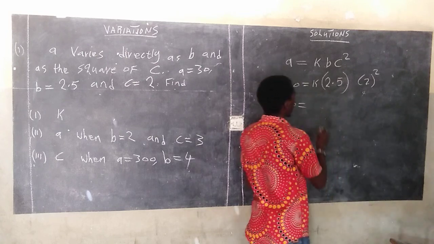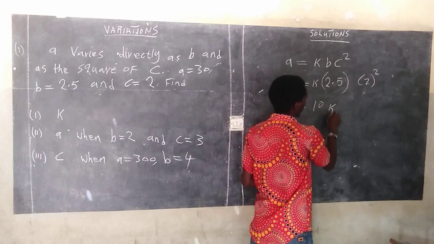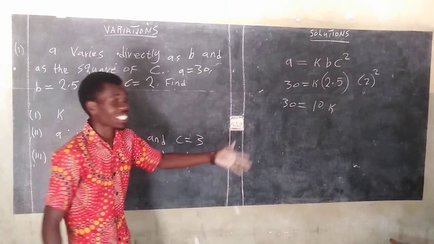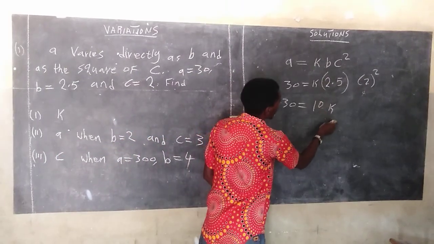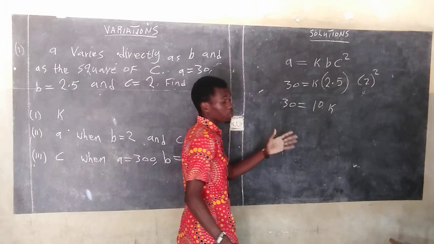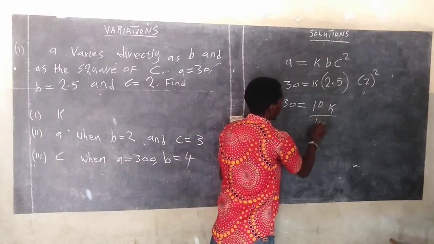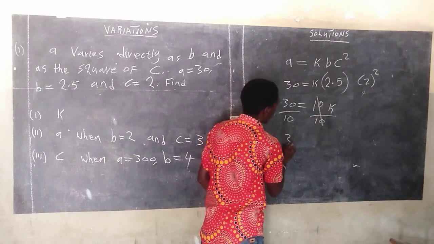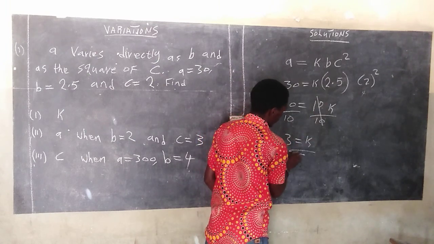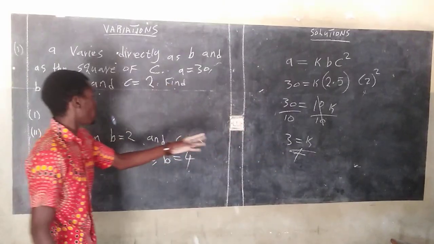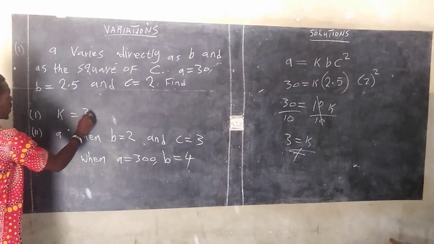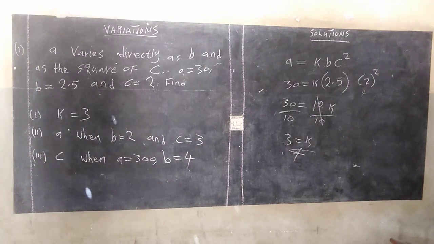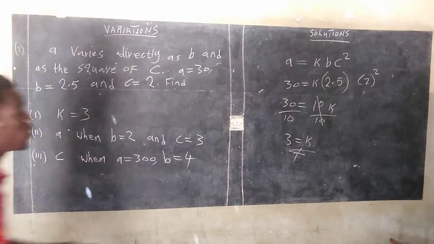So it's 10k. Since we're finding the value of k, we're going to divide both sides by 10. This and this will go, so 3 is equal to k. So here the value for k is 3. That's how you come up with the value of k.